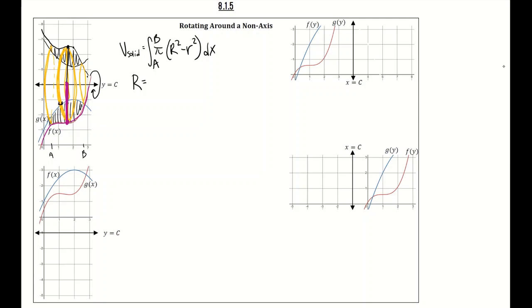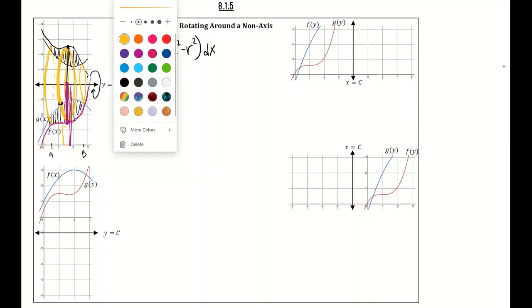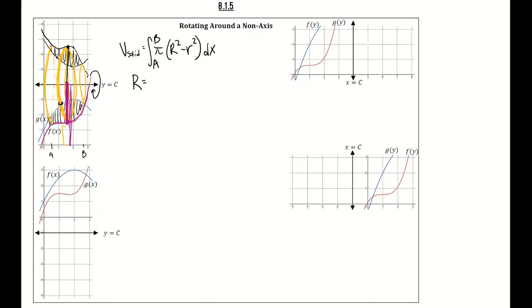Okay. Now c is the distance to the x-axis. So this whole thing is c. And then this part right here is the distance between f of x and the x-axis. So if you're calculating the distance between the function and the axis of rotation, it's going to be the axis of rotation minus the function. Because again, c is this whole distance. F of x is the distance between the function and the x-axis. So the distance between them, you're just subtracting.